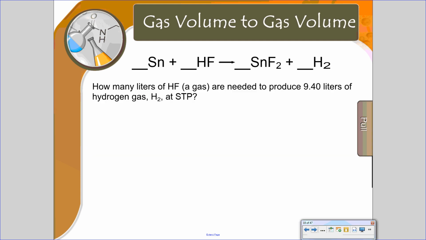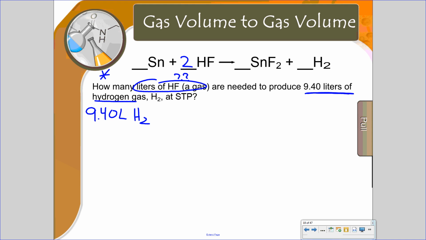How many liters of hydrofluoric acid gas are needed to produce 9.4 liters of hydrogen gas, H2, at STP? So the first thing we need to do is make sure our equation's balanced. So I can see that there's 2 fluorine on my product side, so I need to put 2 here. And that's balanced. Okay. So we're going to go ahead and write down our given, which is 9.40 liters of hydrogen gas. I also tend to do this thing where I write how many liters, so I know that's what I'm looking for, right? And I tend to underline my given, okay?